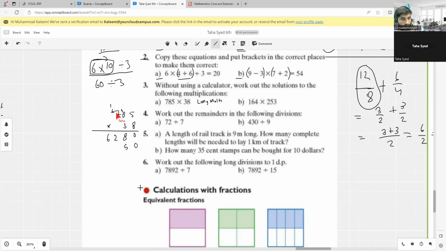Should be... no, that was the right one. Correct? Yes. No, you are putting it in the wrong position. Okay. 3 times 8.